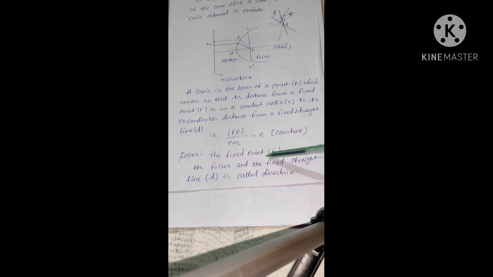What is focus? The fixed point F that we can see is called focus, and the straight line which we can see is called directrix. So these three terms are very important, and we have to find these while doing the sums.